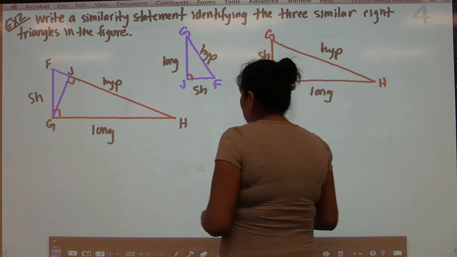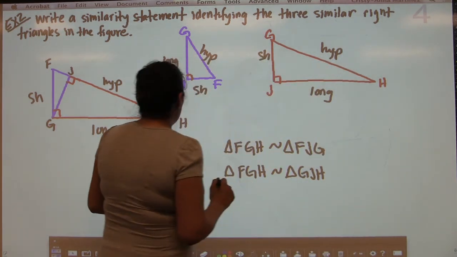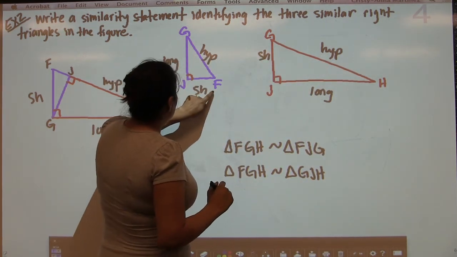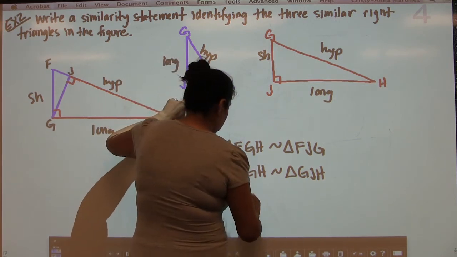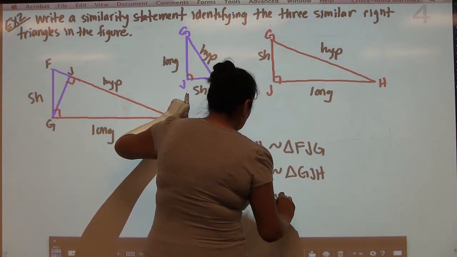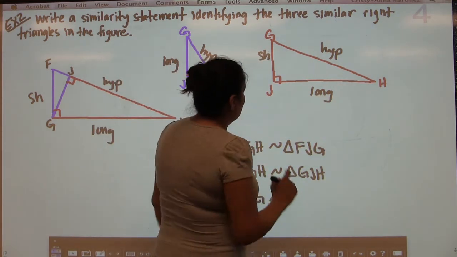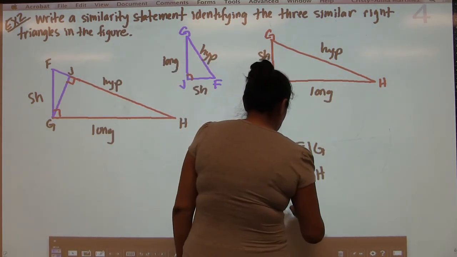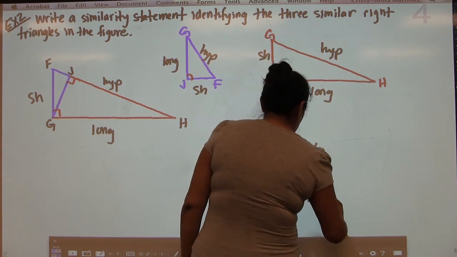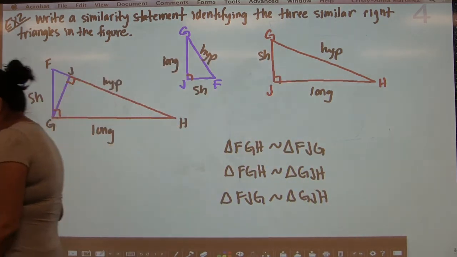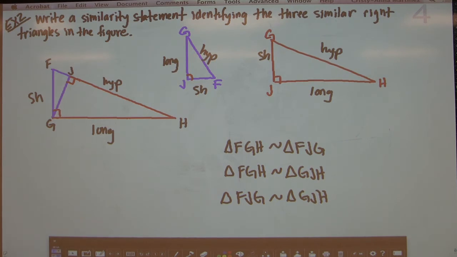So again, we're going to go in the same order of short, long, hypotenuse. So short is going to be FJG. So I'm going short, long, hypotenuse. And then short, long, hypotenuse is going to be GJH. And those are the 3 similarity statements that I needed to come up with in this little guy.